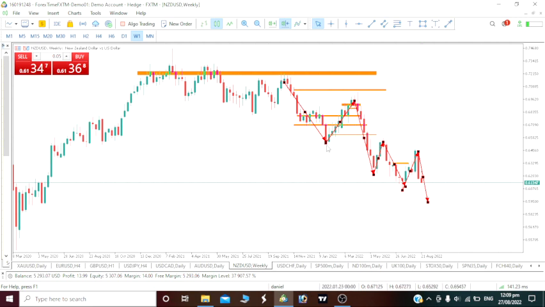Impulse move downward, correction, impulse move downward, correction, impulse move downward, correction, because we can see that this low has broken our previous lows here. Now we have a correction. What are we aiming at again? An impulse move downward again. So weekly time frame, New Zealand USD this week, we should consider going short. We will be dropping on our New Zealand USD.